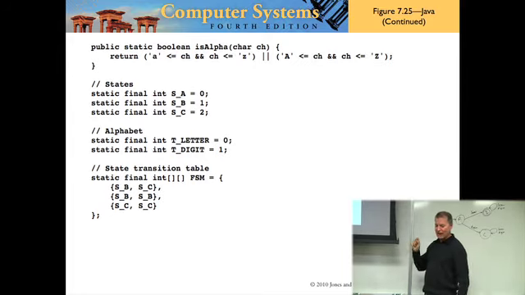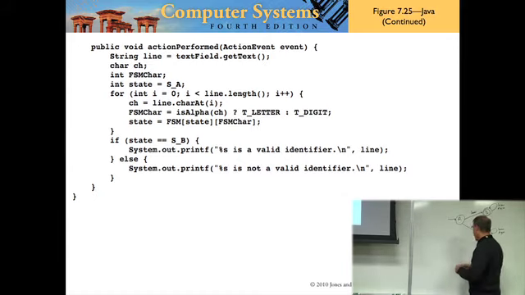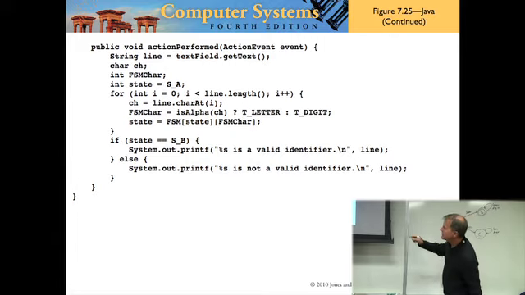Now the question is, what happens when you press the button? Now watch this. When you press the button, what happens is action performed. This defines what happens when you press the button, or if the cursor is in the field, you press enter. So what action gets performed? Now first of all, what is line? It says String line. That's a Java string type.